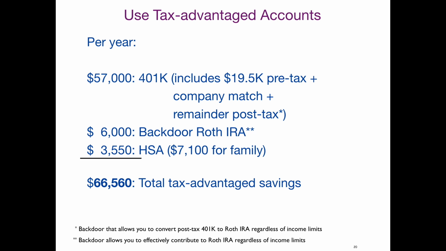Now it turns out that the IRS sets one limit, which is this 19.5 that you can put in pre-tax. And there's another limit, which is $57,000. That's the total amount that can be put in by you and by your company.